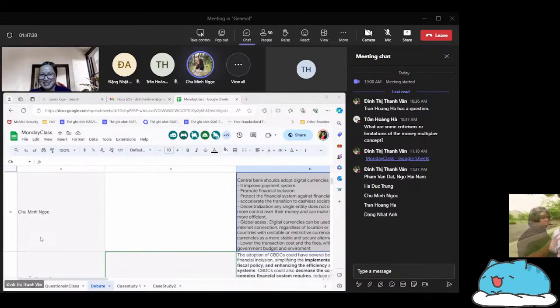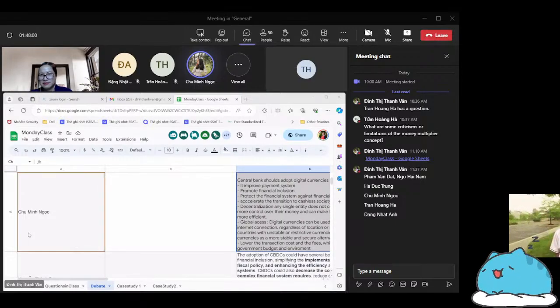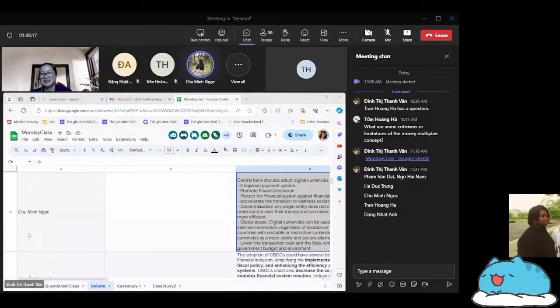Okay. So with the chance of globalization, which means the world is going to globalize, digital currencies support access, because digital currencies can be used by anyone with internet connections regardless of locations or nationalities, and people in countries with unstable or restrictive currency can use digital currencies as a more stable and secure alternative, and this supports the globalization chance of the world.